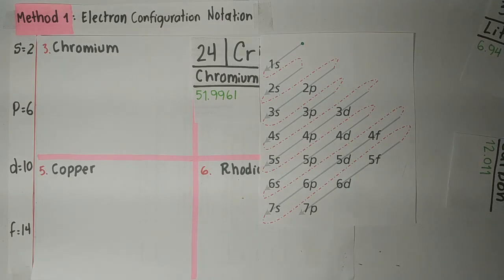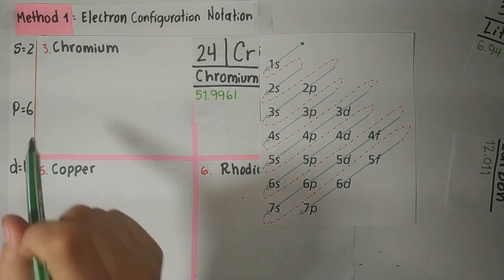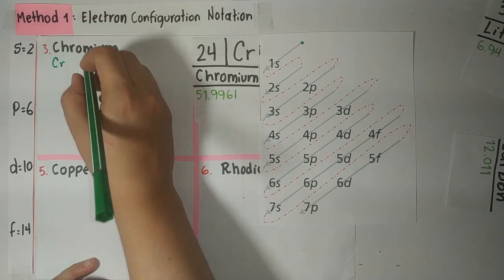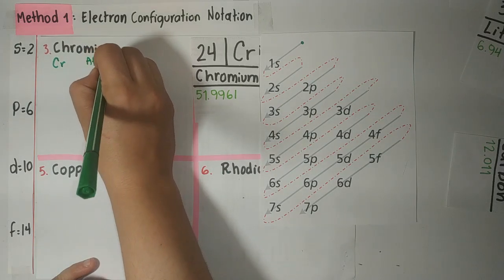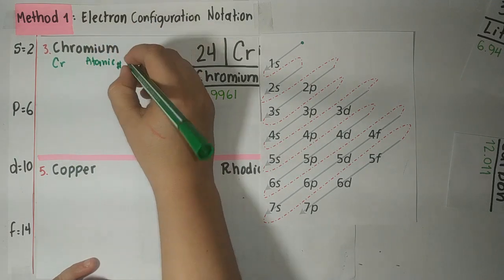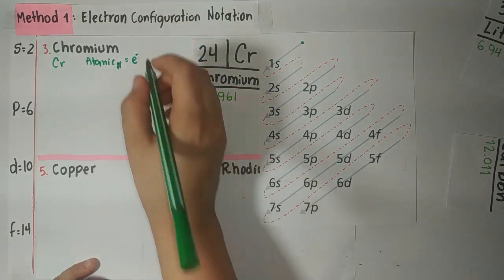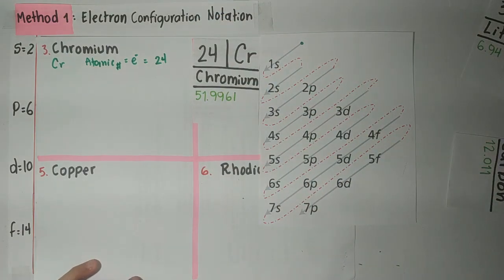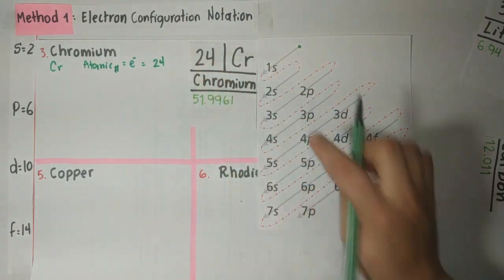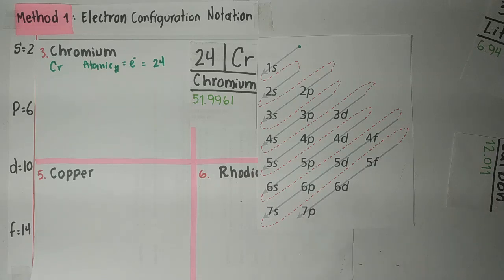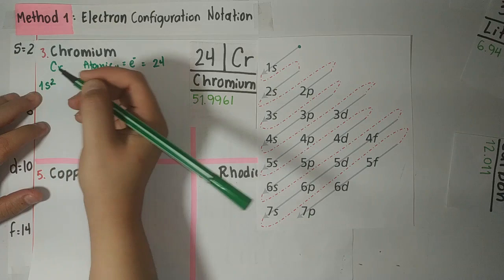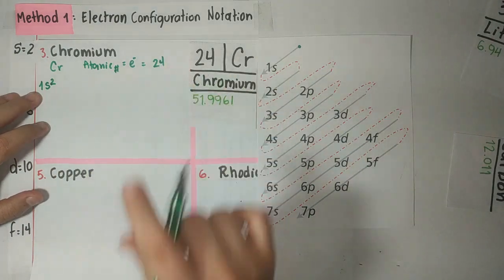Okay, let's continue. The next example is chromium. First of all, we need to write the element symbol, which is Cr. Now, the atomic number is the number of electrons, and is, as you can see, 24. That means that we need to reach 24 electrons following all this path. Now we always start with 1s2. Now I'm missing 22.